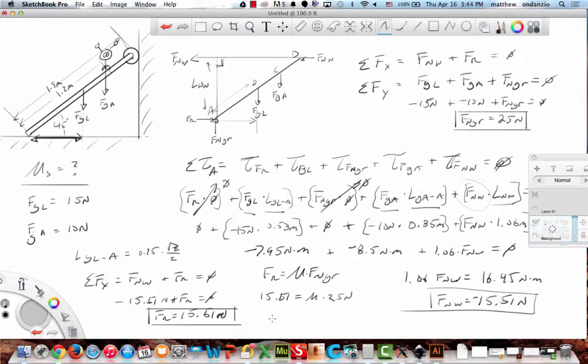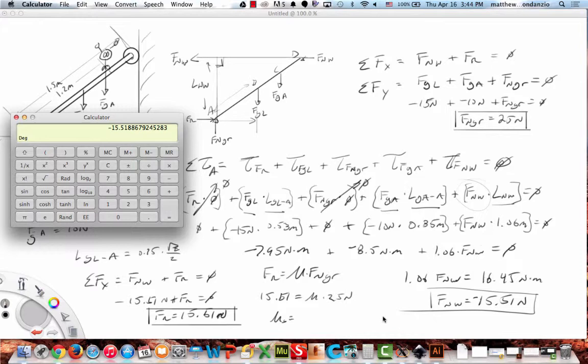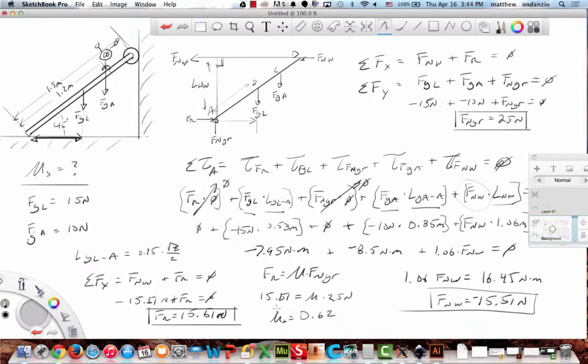So that means mu of static friction is going to equal 15.51 divided by 25, which is 0.62. Did everyone get 0.62? I didn't get that far. Okay. You should be able to do that for the test.